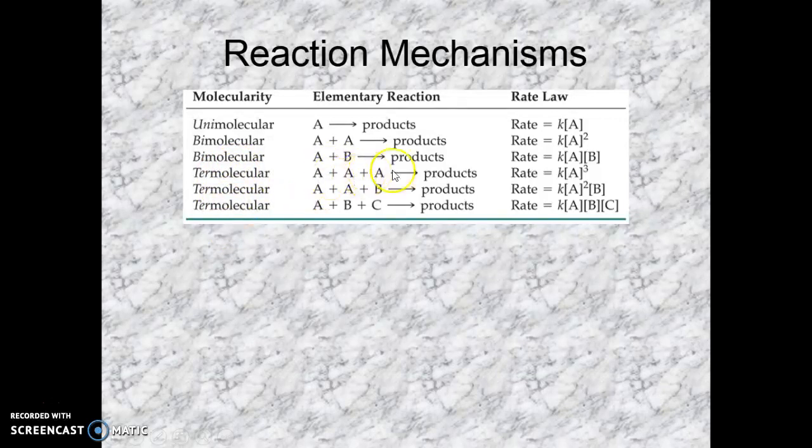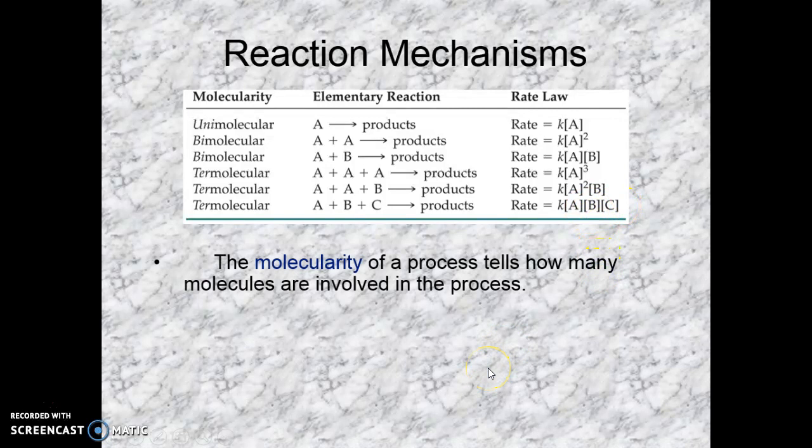Here's termolecular molecularities. Again, it doesn't matter how many of the things you have, as long as you have three of them, you're going to see the expression based on what's involved. Three of the same, it's squared. Three different ones, you're multiplying them by each other. Okay, so the molecularity of the process tells you how many molecules are involved in that particular step or process. It could be overall, or it could be individual steps.